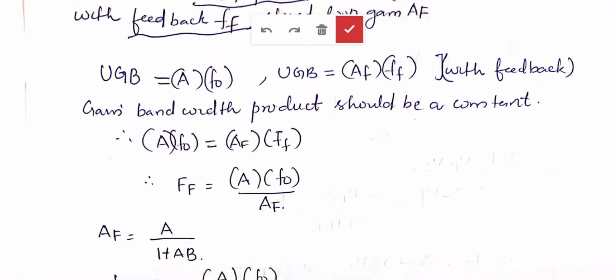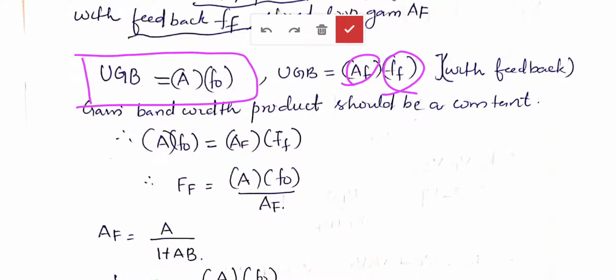So what is unity gain bandwidth? Unity gain bandwidth is nothing but gain into cutoff frequency, gain into break frequency F0. Whereas with the feedback, it is the closed loop gain into the bandwidth of the feedback amplifier, the bandwidth of the amplifier with the feedback. So UGB is equal to AF into FF, and UGB is equal to A into F0 without feedback.